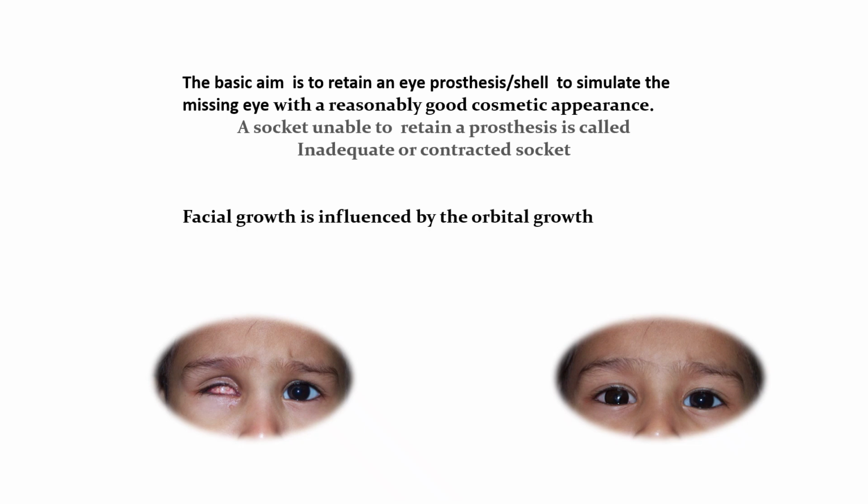The basic aim is to retain an eye prosthesis or shell to simulate the missing eye with a reasonably good cosmetic appearance. A socket unable to retain a prosthesis is called an inadequate or contracted socket. Facial growth is influenced by the orbital growth.